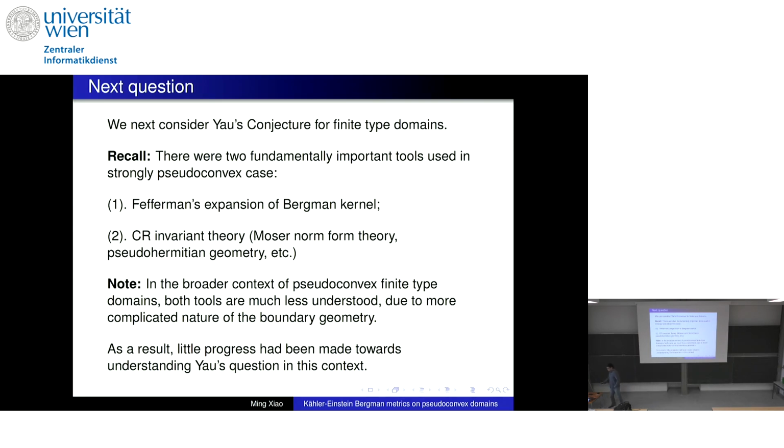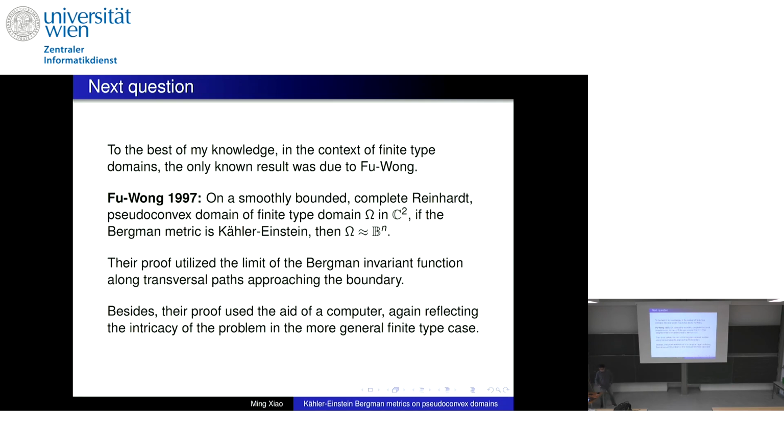However, because of the more complicated geometric nature of finite type domains, one cannot expect these tools to be as nice as in the strongly pseudoconvex case, and the picture in the more general context of finite type is less clear and appears to be very difficult to apply to approach Yau's conjecture. As a result, little progress had been made toward understanding Yau's conjecture in this more general context of finite type. And to the best of my knowledge, the only result that was known was due to Fu and Wang.